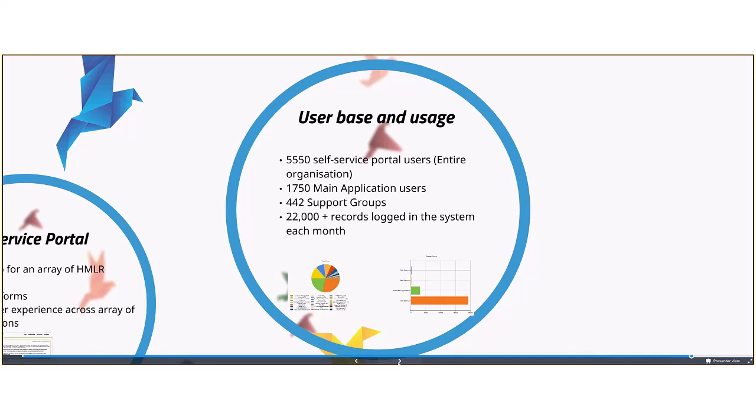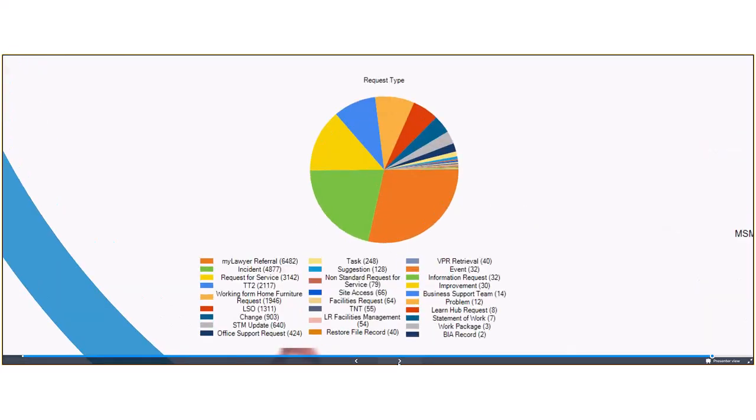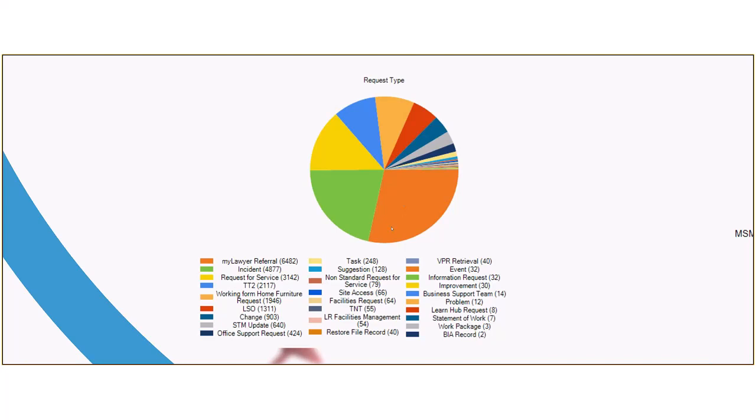So in terms of records logged within the system per month, on a typical month, we get about 22,000 records logged in the system. This graph here will just show you a quick breakdown of request type. So you can see things like the lawyer referrals here equate for almost a quarter, and then we have IT incidents and requests for service.